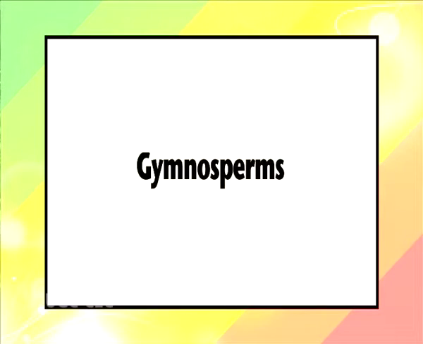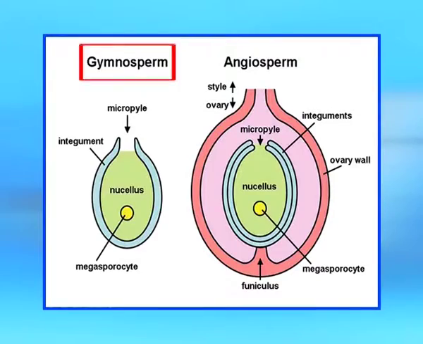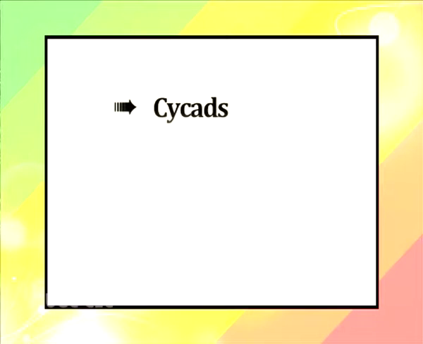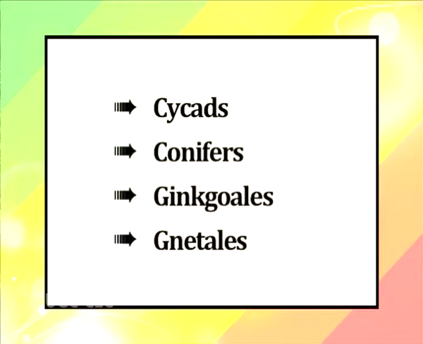Gymnosperms are plants in which the ovules are not enclosed by any ovary wall and remain exposed both before and after fertilization. The seeds that develop post-fertilization are not covered. Gymnosperms include medium-sized trees or tall trees and shrubs. These are subdivided into cycads, conifers, ginkgos and gnetales.